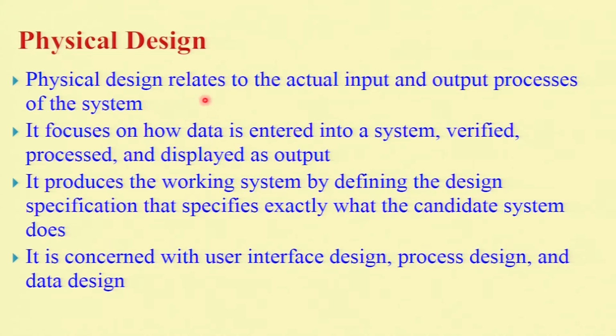The physical design relates to the actual input and output processes of the system. It focuses on how data is entered into a system, verified, processed and displayed as output. It produces the working system by defining the design specification that specifies exactly what the candidate system does. It is concerned with user interface design, process design and data design.